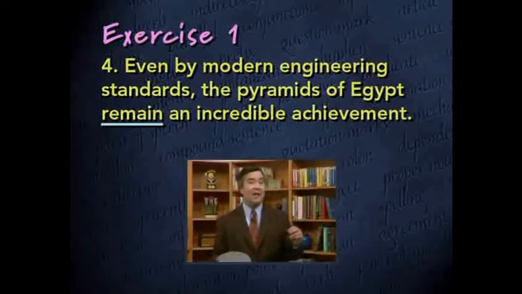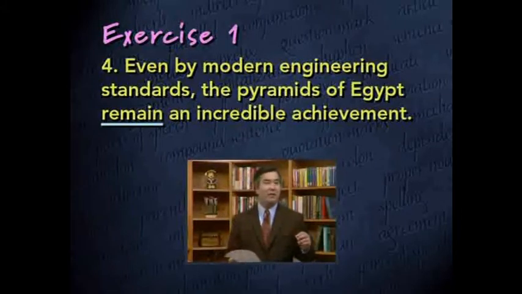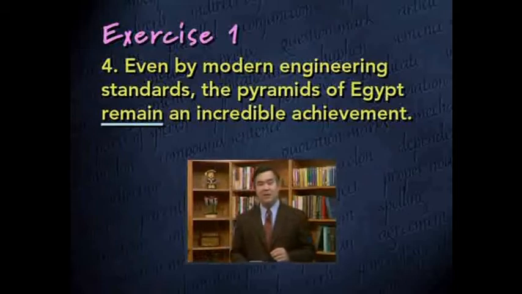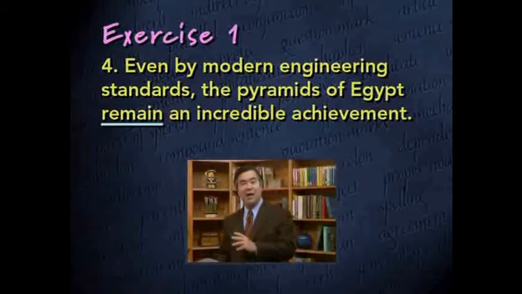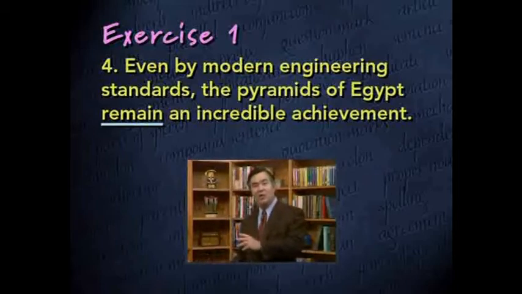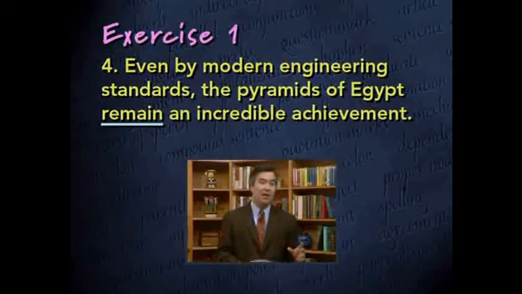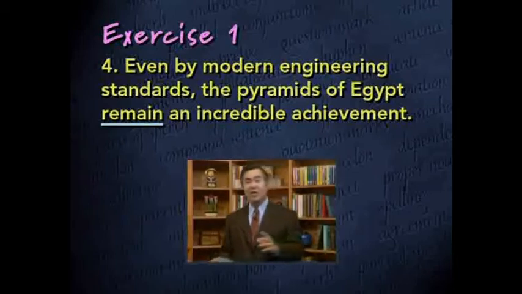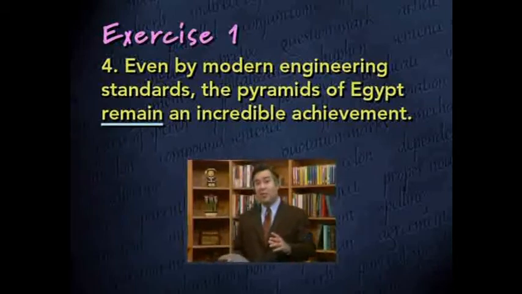confuse you. It's not Egypt that remains an incredible achievement. It's the pyramids that remain an incredible achievement. Now, what about the words that follow remain? How do those relate back to the verb? Are they the object of the verb? That is, do they receive the action of the verb? Or do they play some other role?